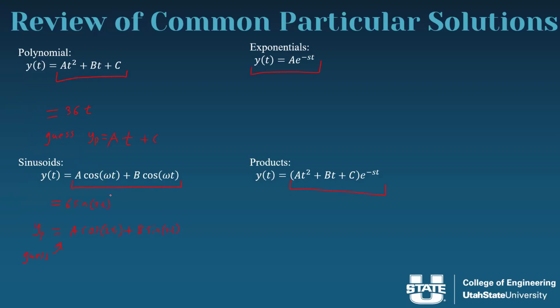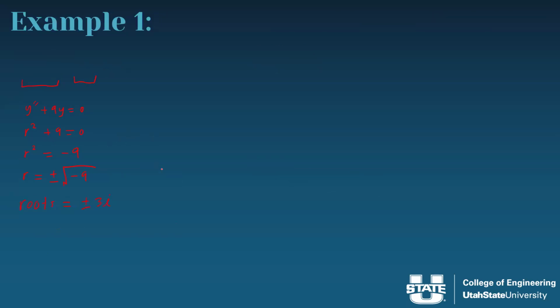And much like how we had here, we're going to have this a cosine omega t, b cosine. Wait, why are those both cosine? This one should be sine. Whoops. We're going to have that same situation here, except that omega is going to be 3. So our y homogeneous or null, whichever term you prefer, is going to be a cosine of 3t plus b sine of 3t.